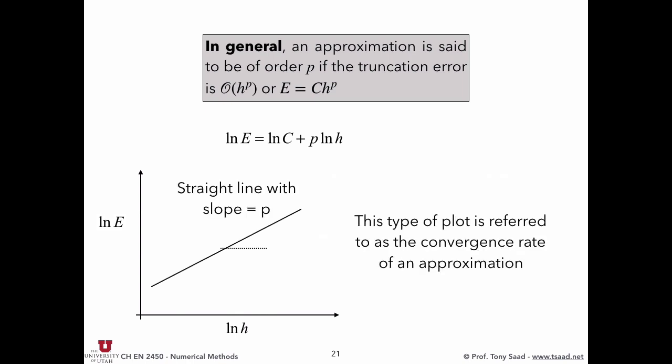Now, this type of curve, this type of plot, is called the convergence rate of an approximation. So this may be beyond what you're going to see, but you may hear it if you attend the grad seminar, for example. We may show, oh, and this is the convergence plot of our method. All it says is our method is converging at the advertised rate, or the slope, okay?